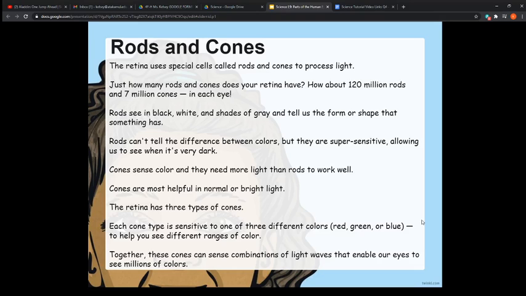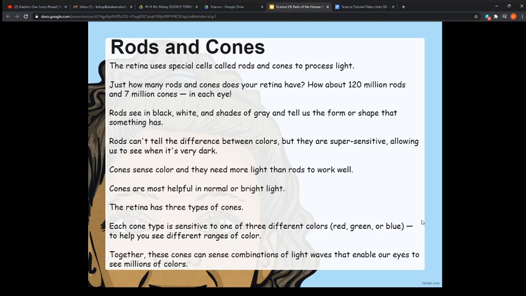Rods see in black and white and shades of gray and tell us the form or shape that something has. Rods can't tell the difference between colors, but they are super sensitive, allowing us to see what's dark, very dark. Cones sense color, and they need more light than rods to work well. Cones are most helpful in normal or bright light.